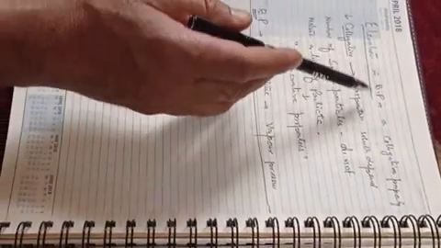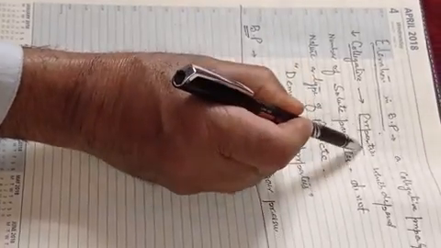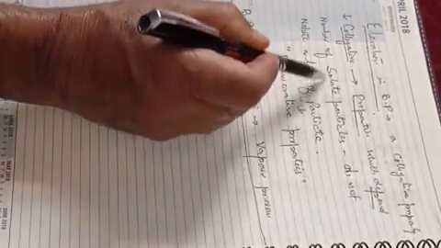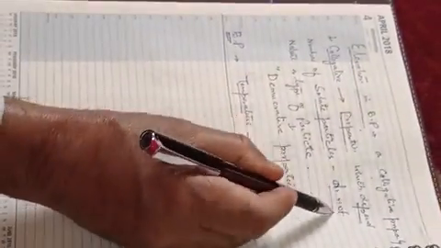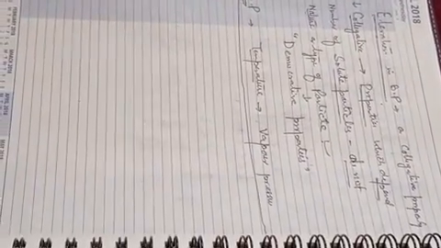We will study the elevation in boiling point as a colligative property. Before going to that topic, we will study what a colligative property is. These are the properties which depend upon the number of solute particles in the solution and do not depend upon the nature or type of the solute particles.